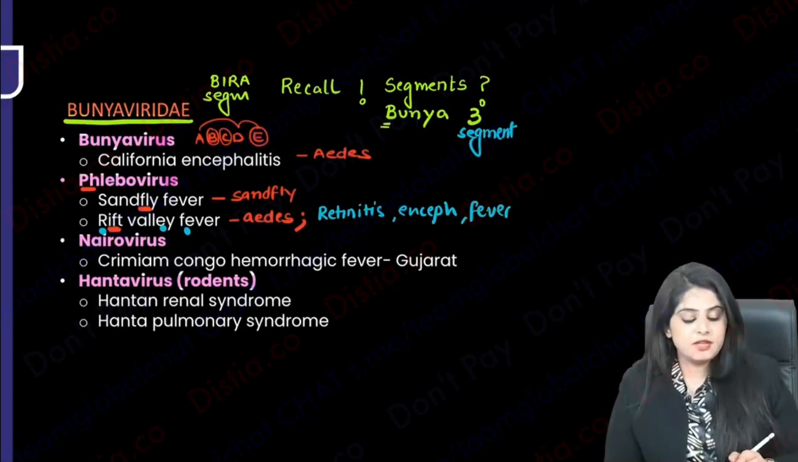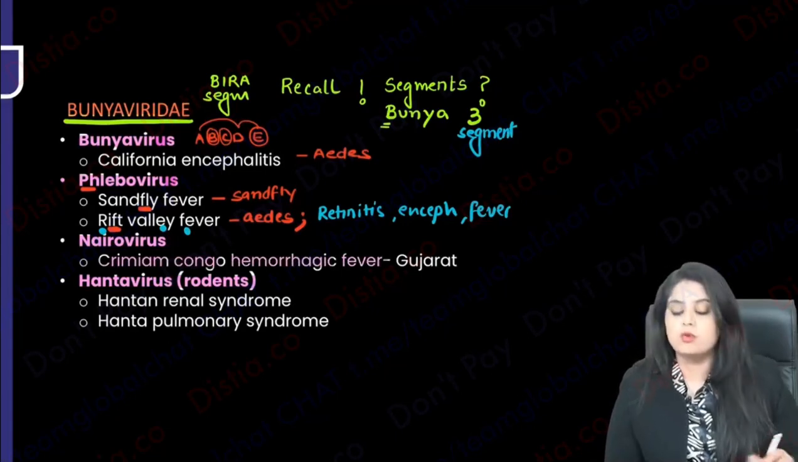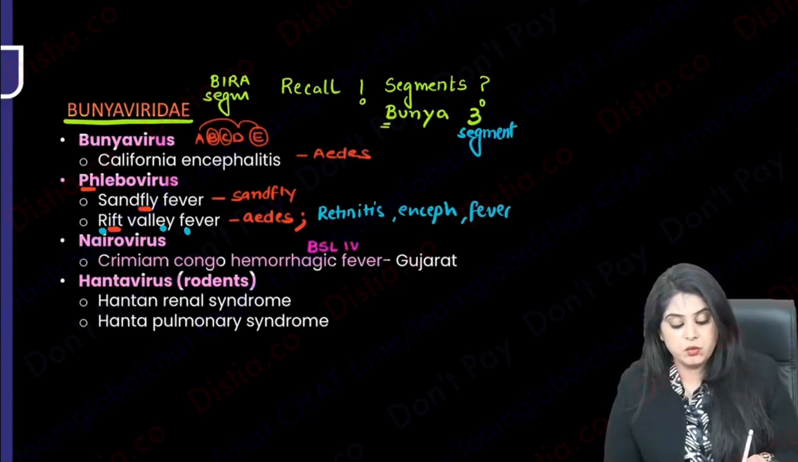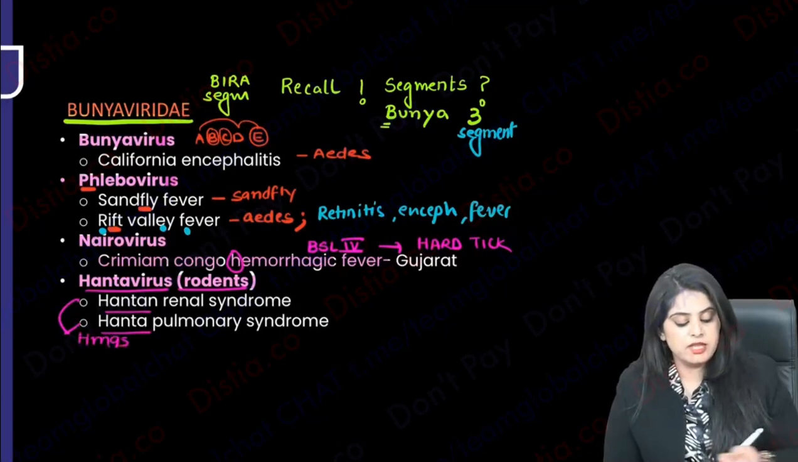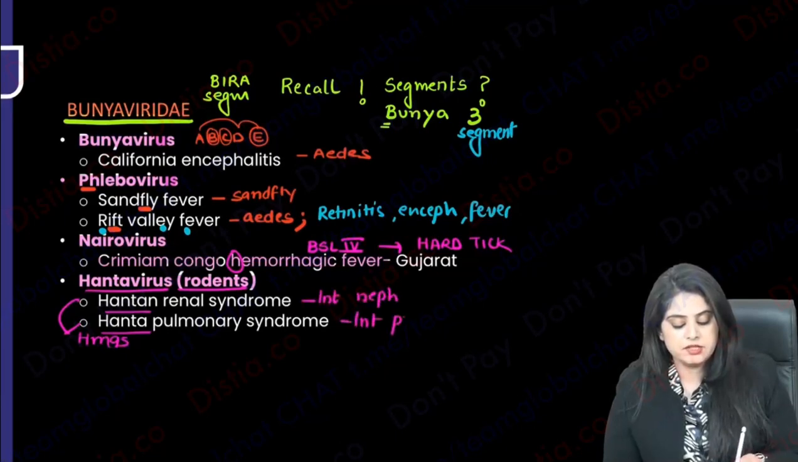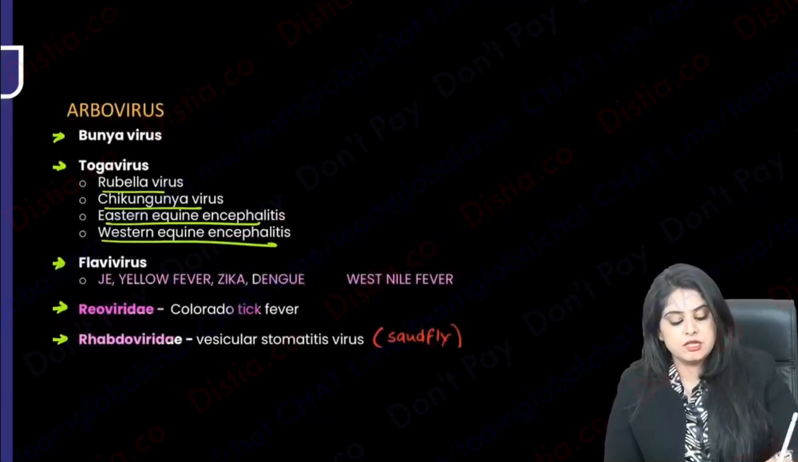Sorted. Next we have the Crimean Congo hemorrhagic fever. Kya hai? 1, 2, 3, 4. Crimean Congo hemorrhagic fever, which belongs to the BSL-4, and this is hemorrhagic. So hemorrhage toh hoga, but this is associated with the hard tick. Sorted. This is the one that is seen in India. Coming to the two, hanta renal, hanta pulmonary. Both of the hanta are associated with rodents. Both the hanta are also associated with hemorrhages. Renal wala is going to cause interstitial nephritis, and the pulmonary one is going to cause interstitial pneumonia. And this is your final flowchart, which you will revise in the last day for the Arboviridae family. I can put a tick mark over it.